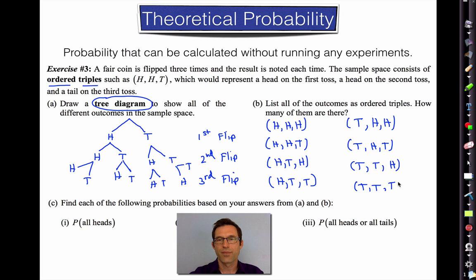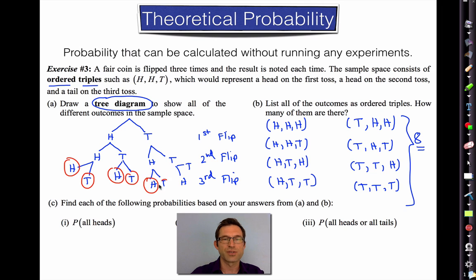And how many are there? There are 8. So there are 8 total outcomes in the sample space. There they are. You can also figure out how many outcomes are in a sample space from a tree diagram by counting the final branches. So 1, 2, 3, 4, 5, 6, 7, 8.